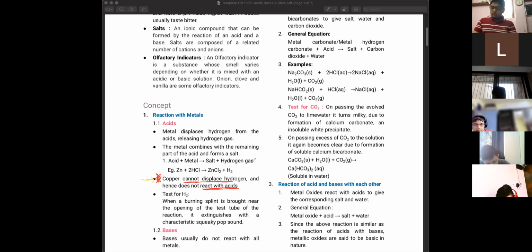Copper, usually you see it in single displacement, double displacement. Copper is a more common metal, right? That's why it's mentioned whenever there's a special thing with copper.